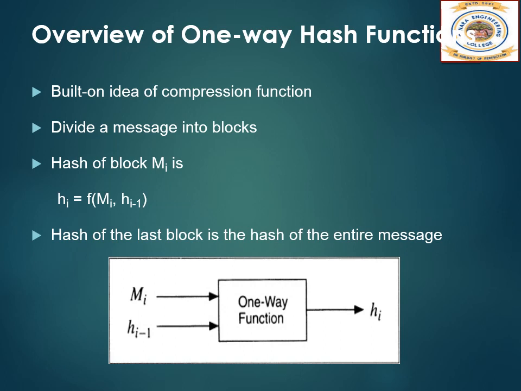That is, the hash of block mi is given by hi = f(mi, hi-1). You can check the figure over here. It is a one-way function. The input to this one-way function is mi and hi-1. So the output is hi. hi-1 is the hash from the previous block. This hash value along with the next message block becomes the next input to the compression function. The hash of the entire message is the hash of the last block.